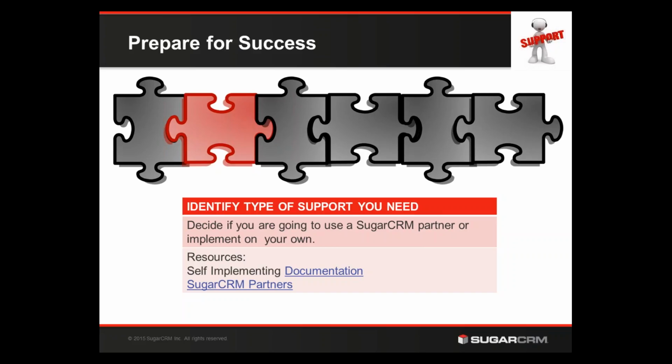You haven't purchased Sugar yet. Maybe you're thinking about it. This link will take you to our Sugar CRM partner link, and it will take you to a map. Pick the area that you live in. Let's say you live in South Africa. You click on Africa, and it will give you all the partners for Sugar CRM, our company, that will help you implement Sugar. Even things like data migration.